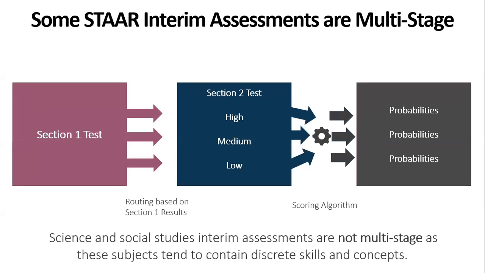Multi-stage testing begins with a section of questions that is the same for all students taking the form. This section is referred to as Section 1. After completing Section 1, students are routed to an appropriate Section 2 test based on their performance in Section 1. Section 2 tests are either on a low, medium, or a high level. Science and social studies tests are linear, meaning all students will receive the same questions for their grade and subject.